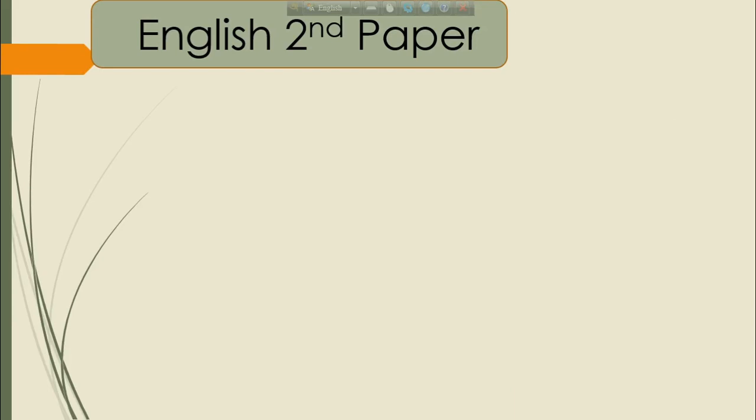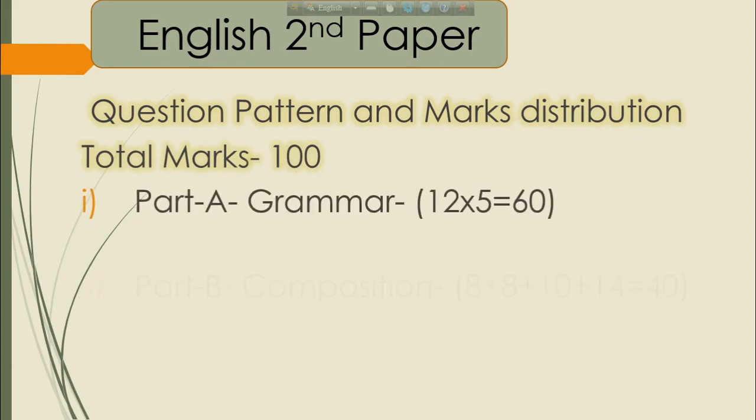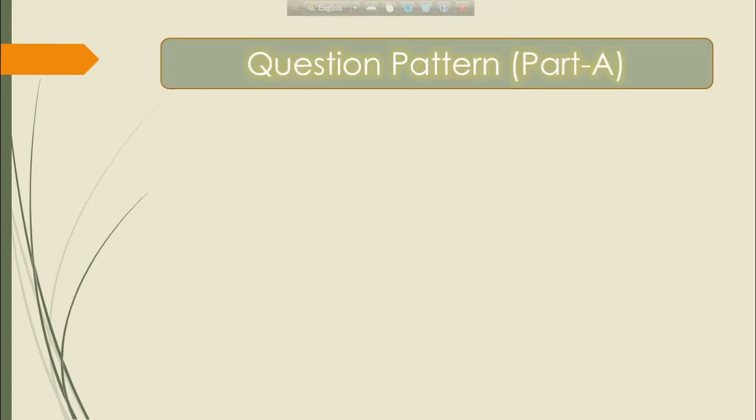Today we will focus on English second paper. Before going into details, let me clear your concept about your question pattern and marks distribution. In your English second paper, you have 100 marks in total, having two parts in your question paper. In part A, you have grammar, in which you have 60 marks, 5 marks for each question. In part B, you have composition part or writing part, in which you have 40 marks.